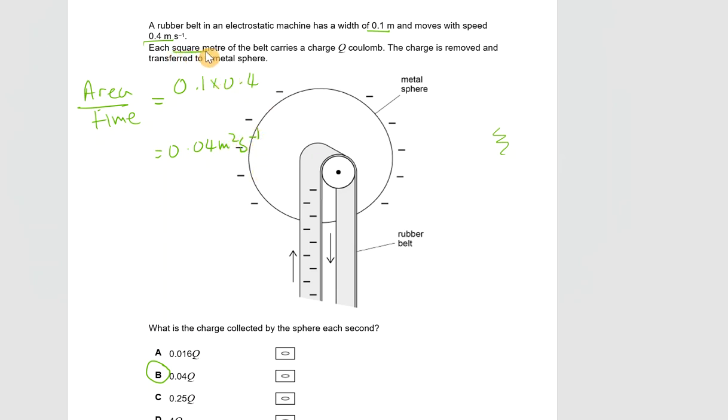Well, we're told that a square meter carries charge Q. So 0.04 of a meter squared is going to carry 0.04 Q per second. The answer is B.